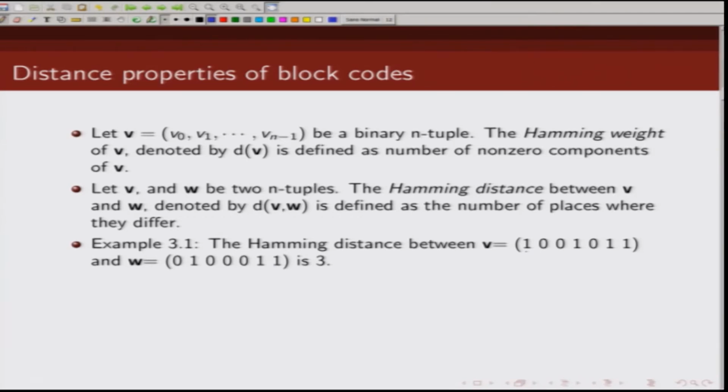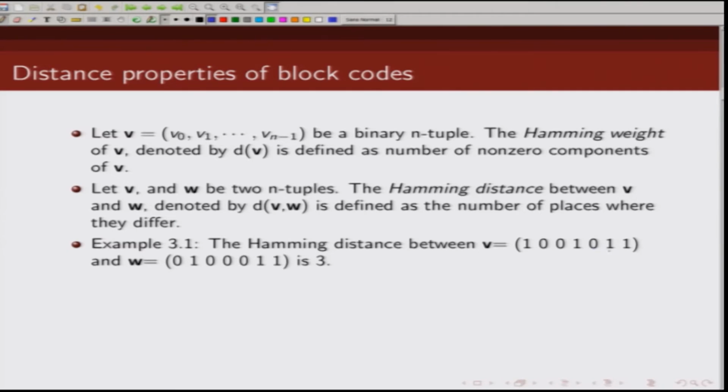Let us look at the first location. This is 1 and this is 0. So, they are differing in the first location. So, that is 1. Similarly, the second location, this is 0, this is 1. So, they are differing. So, now the Hamming distance is 2. Third bit location, both are 0, same. The fourth bit location, this is 1 and this is 0. So, they are differing. So, Hamming distance is now 3.